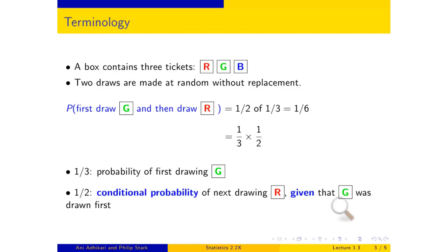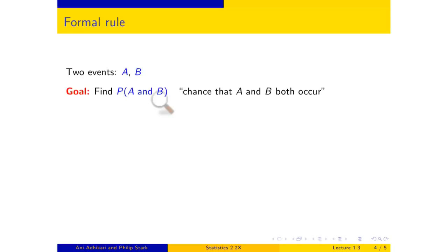So it's a new kind of probability. It's not computed across all outcomes. It is computed across only those outcomes that had a green draw the first time. And so if we write this out in general, we get what is called the multiplication rule. And what is that for? Well, you've got two events and you're trying to find the chance that they both occur.